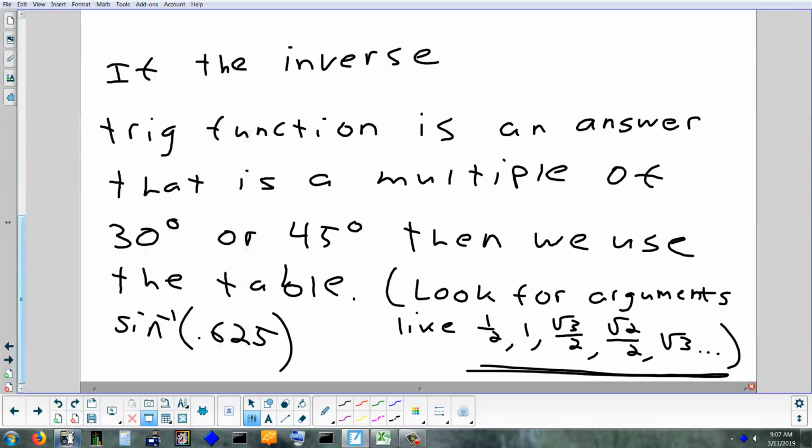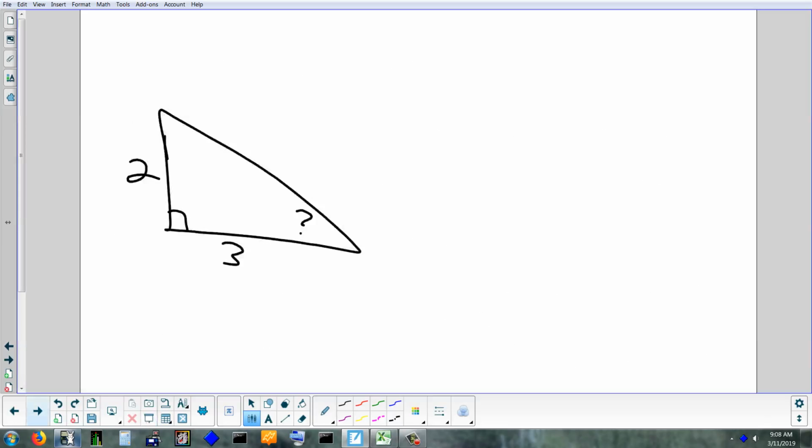Okay, so what we'll do, we'll practice going through using this table. We'll do some inverse sine, some inverse cosine, some inverse tangent. You also have the cotangent, secant, and the cosecant, but we're not going to use those, not for this table. Does anyone still need to copy that? All right.